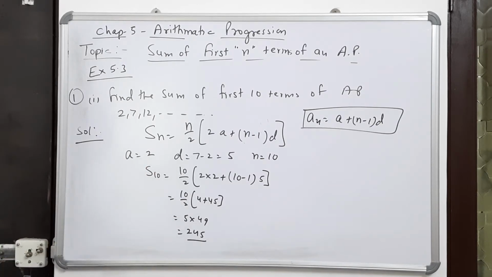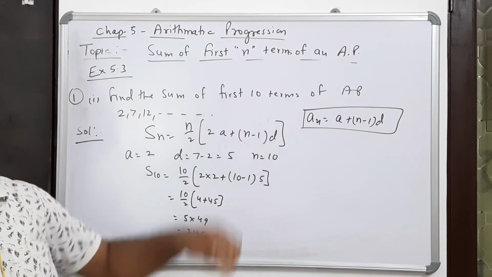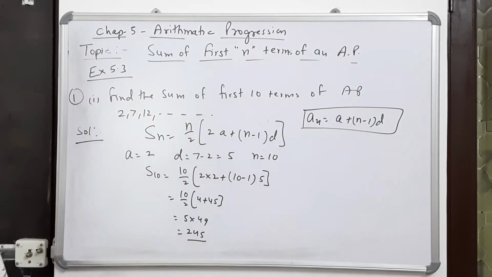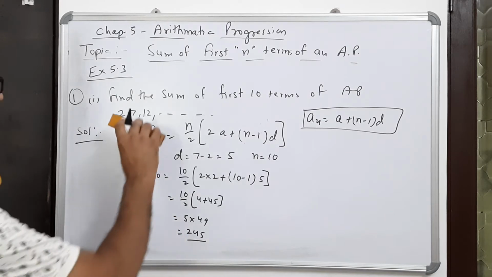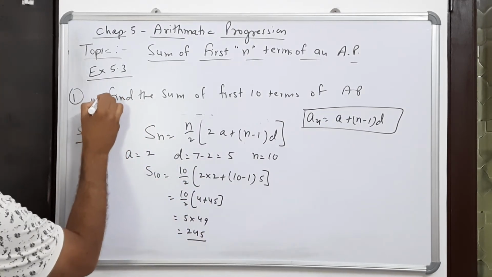So in this way, we can find the sum of the given terms of an AP. Here the given number of terms is 10, so we can find the sum of the first 10 terms of this AP. Just to make your ideas more strong, I am taking one more sum. That is the third problem in the exercise.